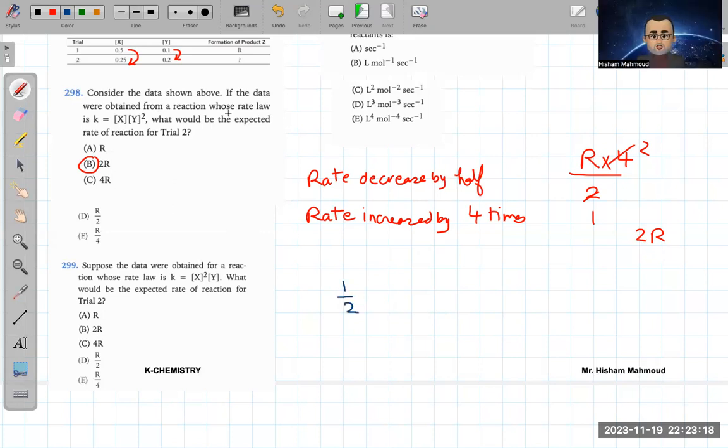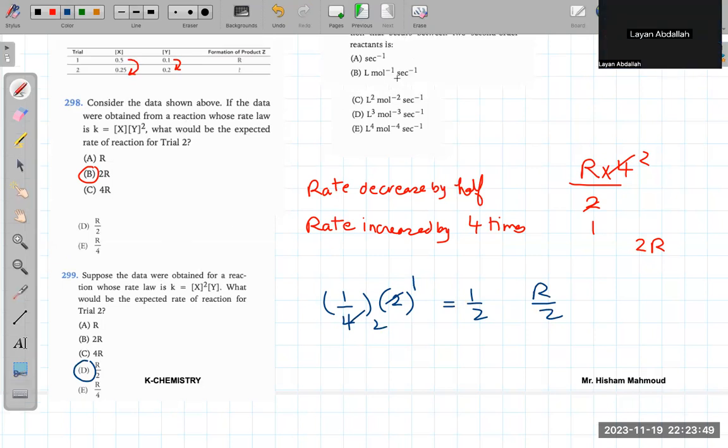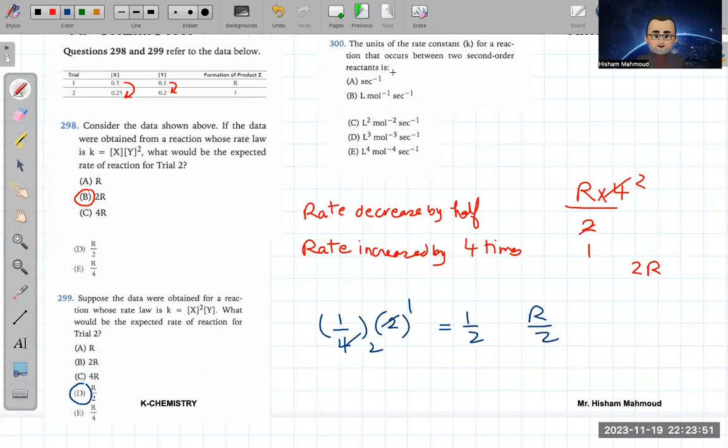Y is divided by half, and it is first order. For X, it's second order, so it will be 1 over 4. And for Y, what happened to it? It is doubled. So it just becomes doubled. Then 1 over 4 times 2, so it is half, R over 2, like you said. Sorry, I didn't get what you were saying at the beginning. I just did it fast, that's why.